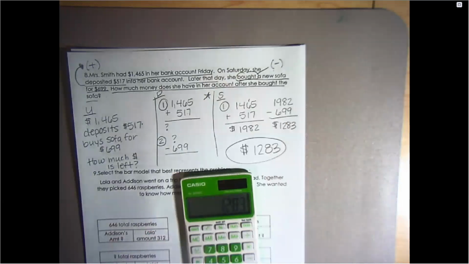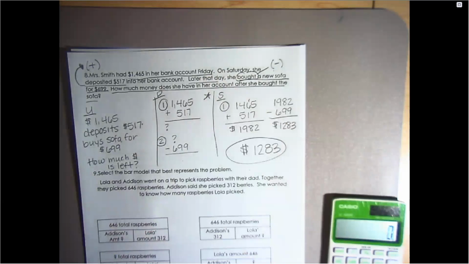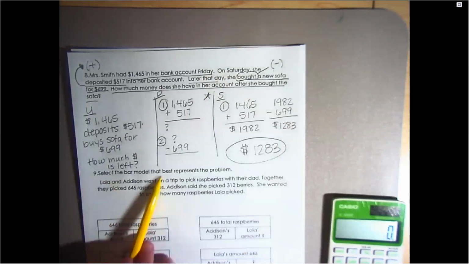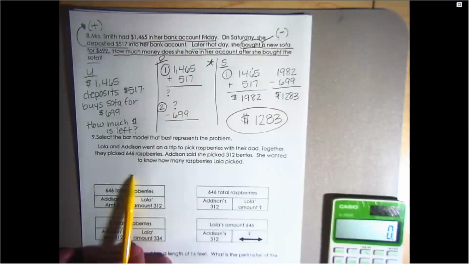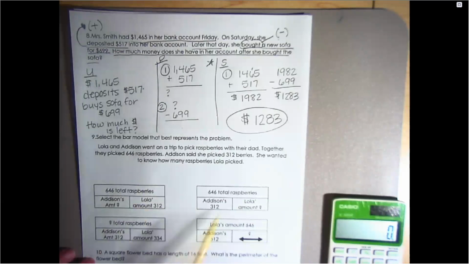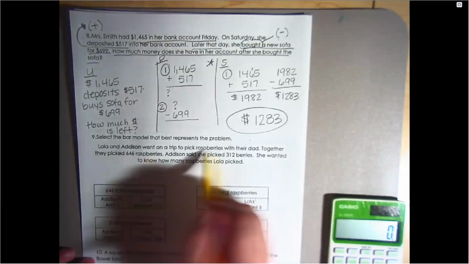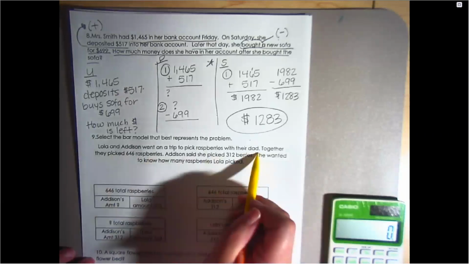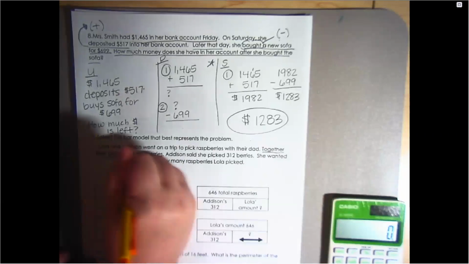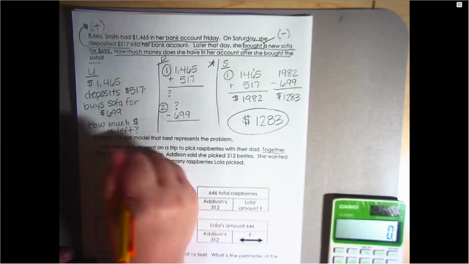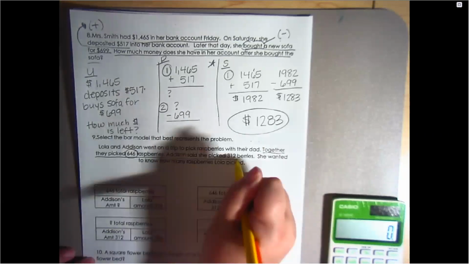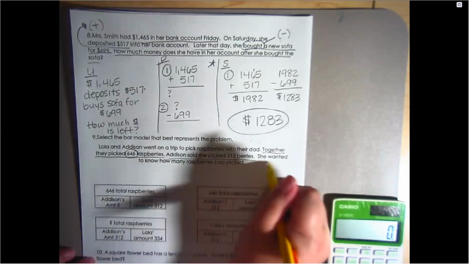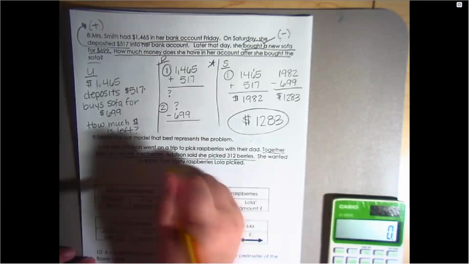All right, number 9 says select the bar model that best represents the problem. So remember, a bar model is a visual picture of a word problem. So it says here, Lola and Addison went on a trip to pick raspberries with their dad. Together, they picked 646 raspberries. So 646 is an important number. Addison said she picked 312 berries. And she wanted to know how many raspberries Lola picked.